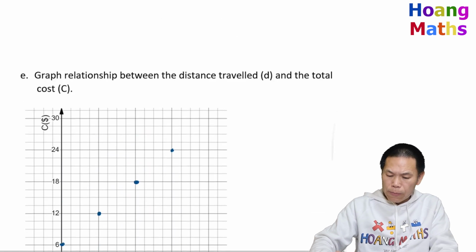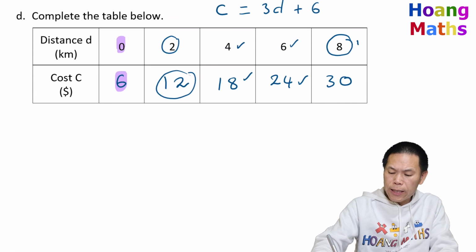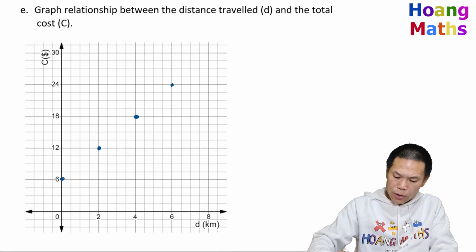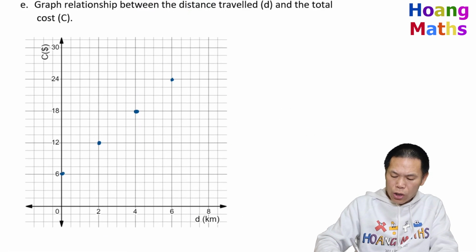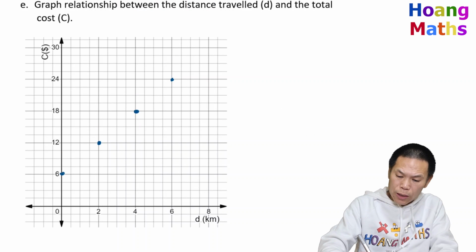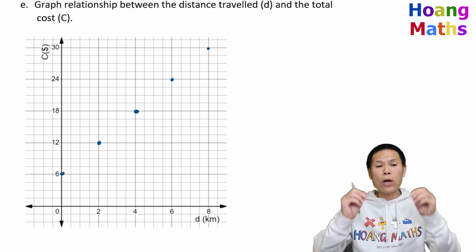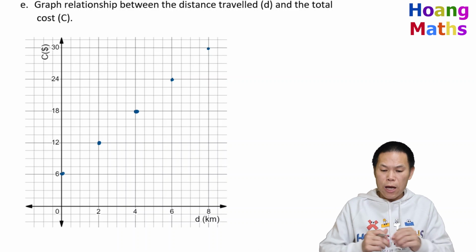And then when d, the distance, is 8 kilometers, the cost will be $30. So for 8, we go horizontally 8 and up to 30. So there you go. So now what I do, I just join these points together.